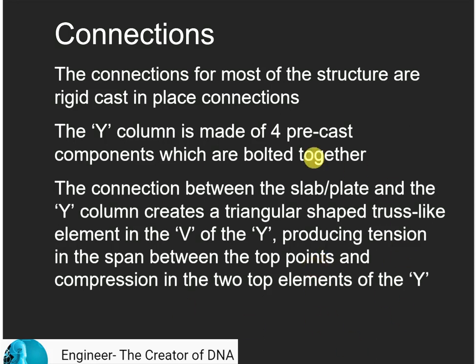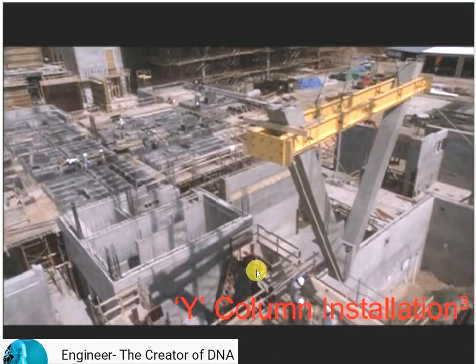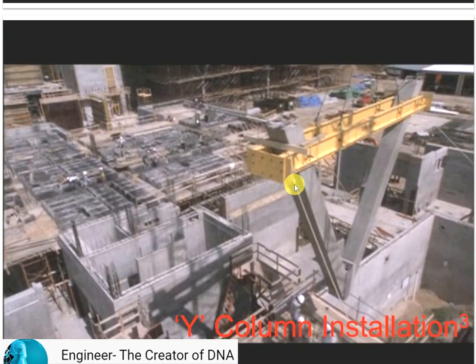So I can also show something about the mathematical equation, how the tension and the compression are calculated. Now you can see the Y column. As I said, first of all they cast the center column, and they make a V-shaped precast system which is bolted together, and connect it to a one column system. They didn't cast those three things as separate points.